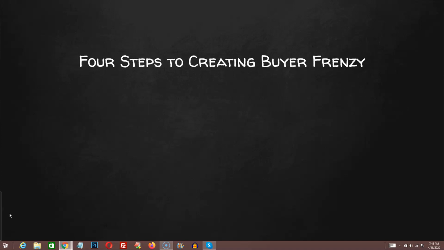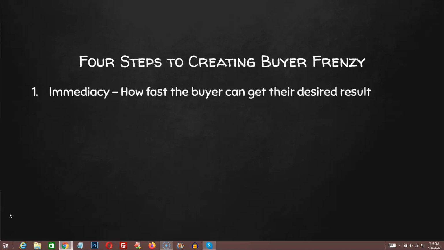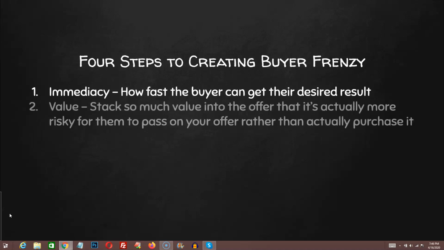Okay. So there's 4 steps to creating buyer frenzy. Number 1 is immediacy. How fast can the buyer get their desired result, right? So that's so imperative. It gets them to do it today, right now. You've got to be able to weave this into your storytelling. Number 2, value. Stack so much value into the offer that it's actually more risky for them to pass on your offer rather than to actually purchase it, right?